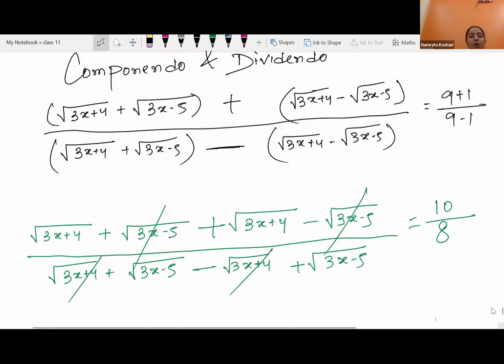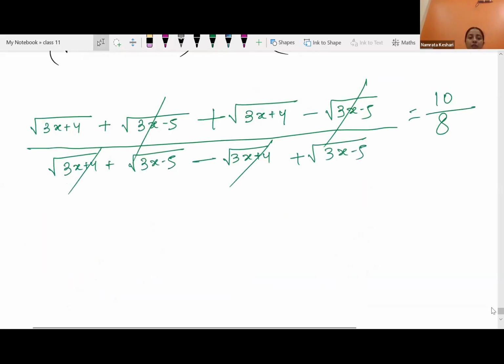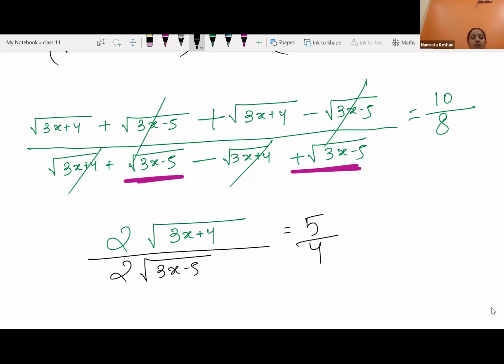Now let's see what we are having in the numerator and what is there in the denominator. Can we combine them? So root 3x plus 4, root 3x plus 4, we can write 2 root 3x plus 4, right? Similarly, root 3x minus 5, root 3x minus 5 added together is 2 root 3x minus 5. And that is equal to 10 by 8, which can be written as 5 by 4. 2 gone. Can you see it became really simple? Previously, it was quite difficult.